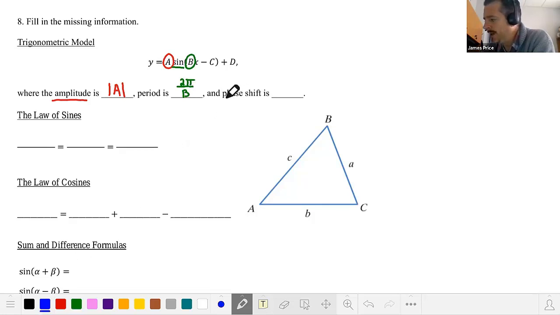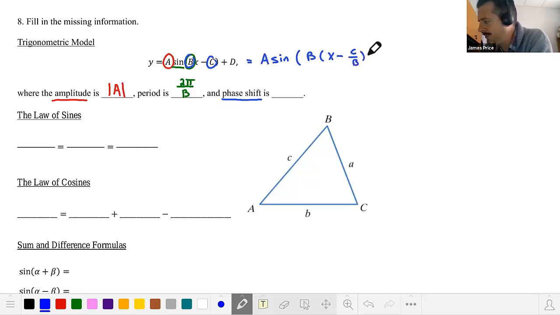And then finally, this phase shift is actually given by c and b. So remember, you can rewrite this as a times the sine of, and we can factor that b out, so b times (x minus c divided by b) in parentheses, plus d. And this c over b is the horizontal shift when we think about it in terms of transformations. So the phase shift, which is the horizontal shift, is c divided by b. And so there are the formulas for the amplitude, the period, and the phase shift, given that trigonometric model.